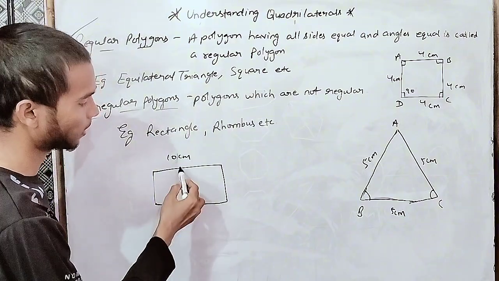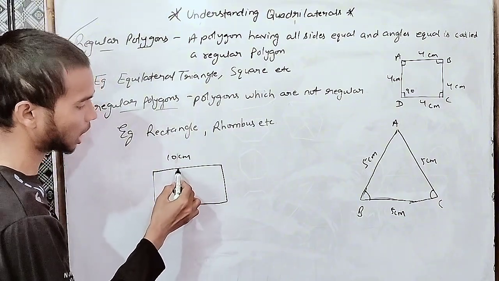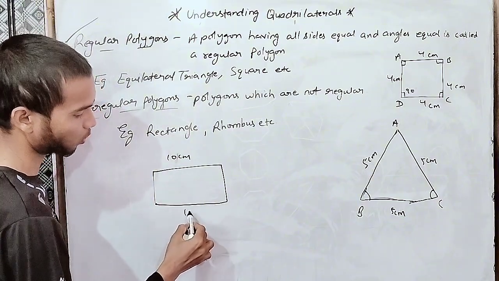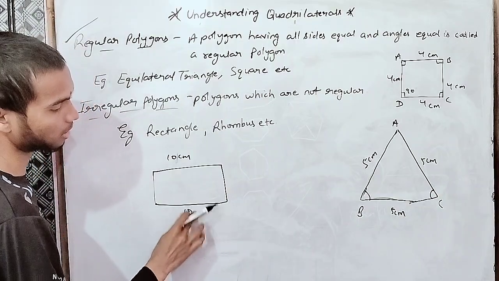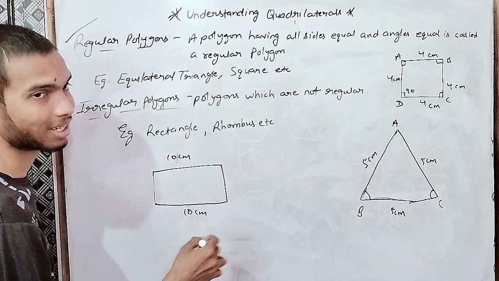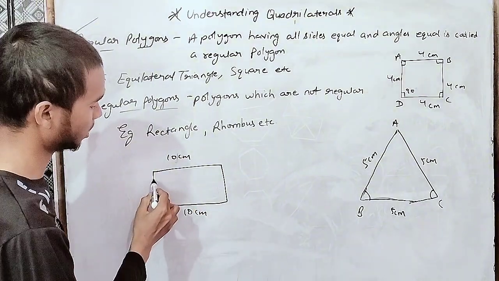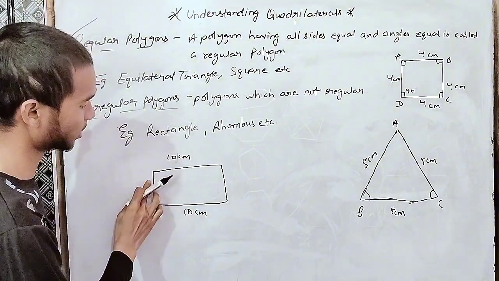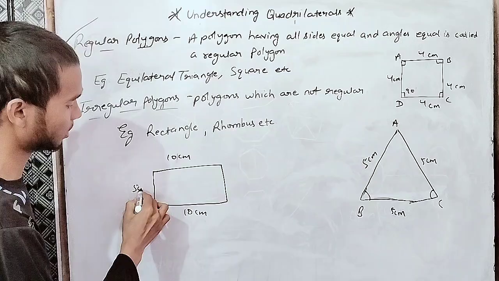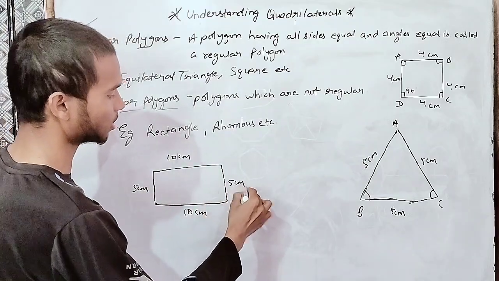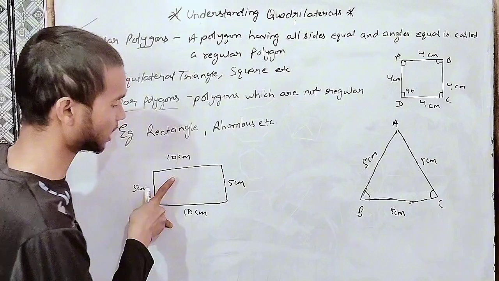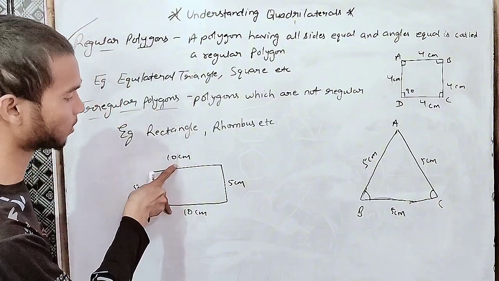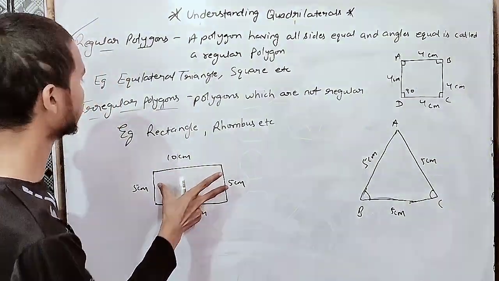Then parallel to this line is this. So of course this will be 10 centimeter. This will be 10 centimeter. Second parallel, this is the second, and this is 5 centimeter. This is 5 centimeter. Here we can see two parallel and two parallel. This is the first parallel and this is the second parallel.